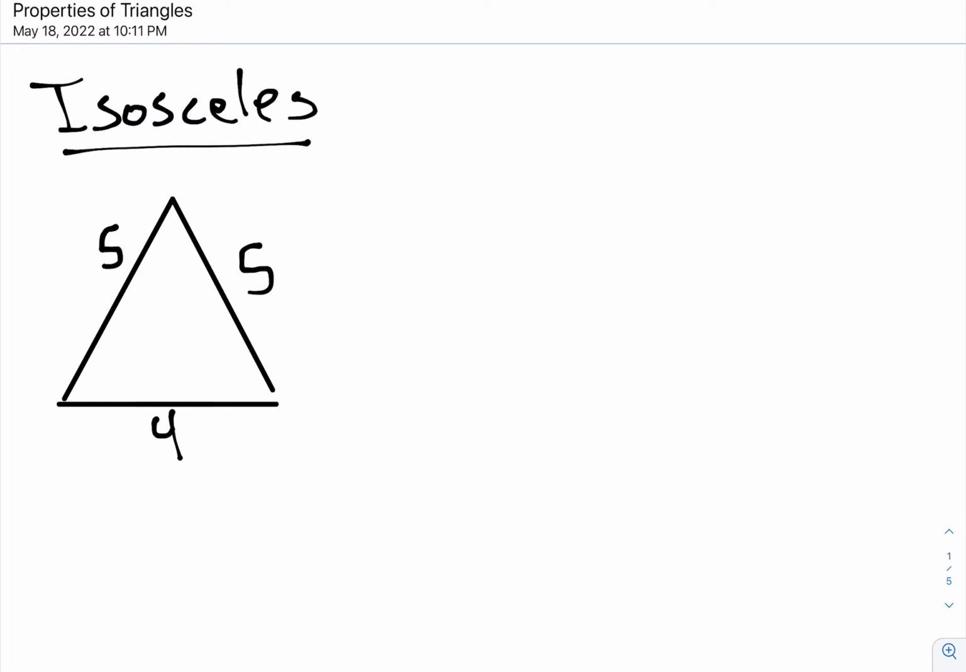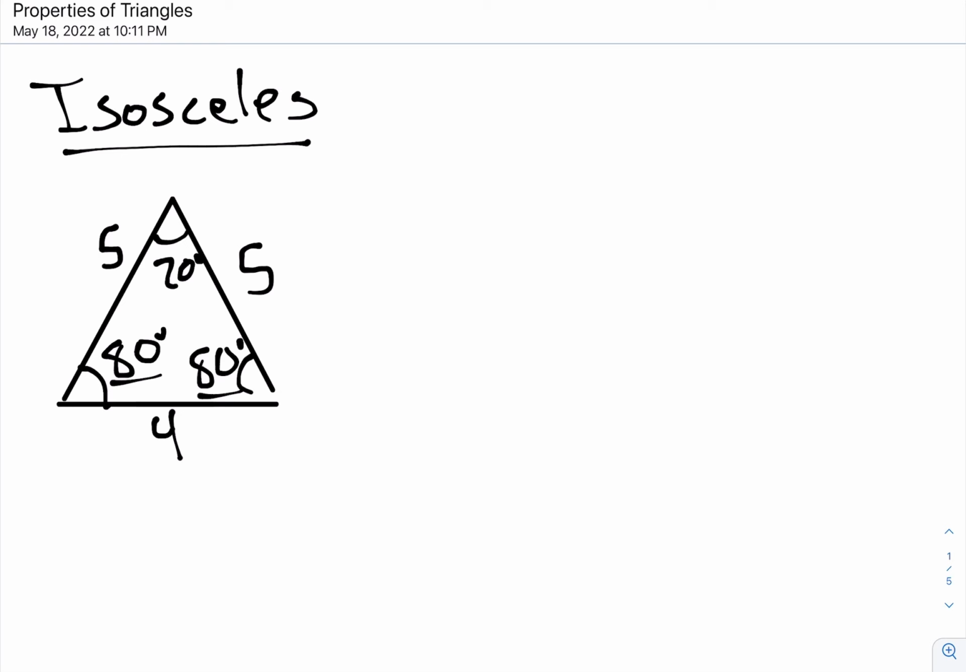If two of them are the same length, then it's going to be an isosceles triangle. It's the same thing with angles. If this angle was 80, this angle was 80, that means this angle would have to be 20. But if two angles are the same, that also means it's isosceles.